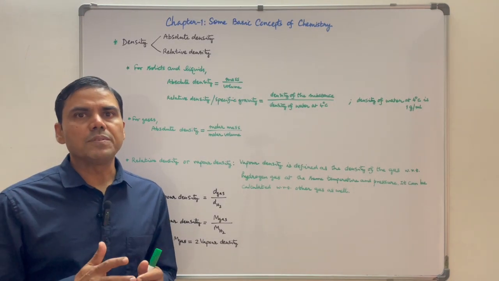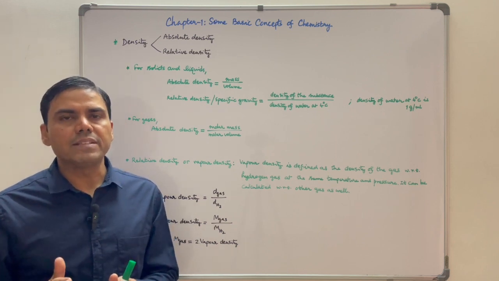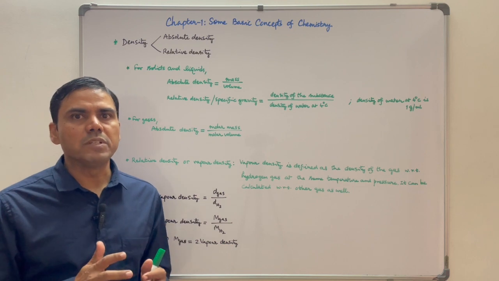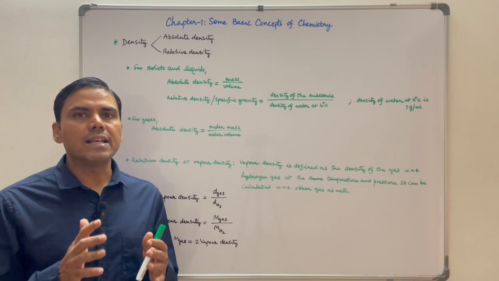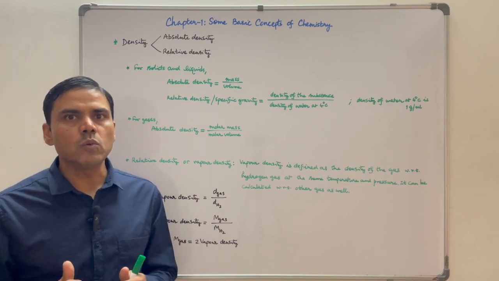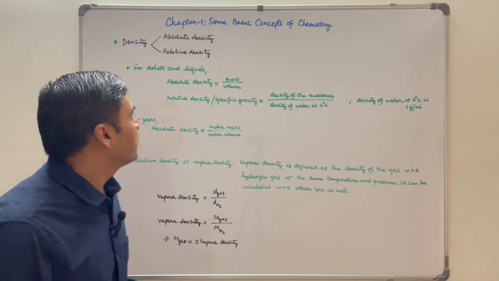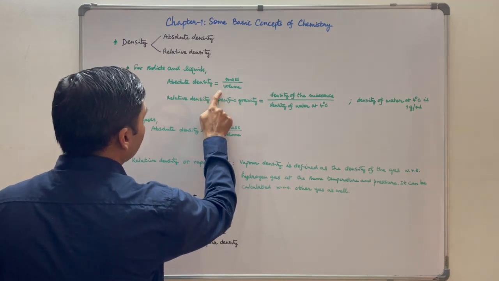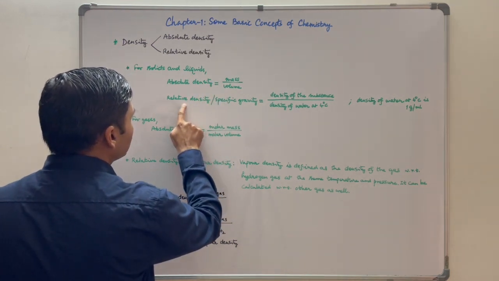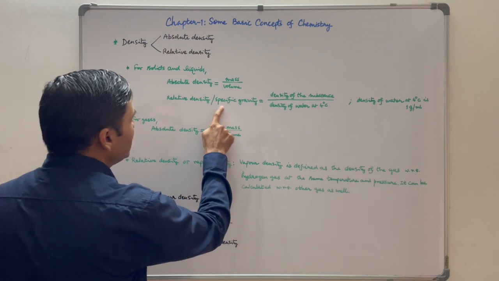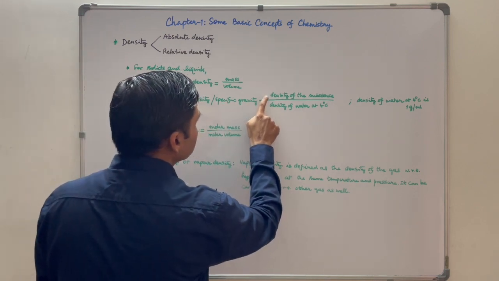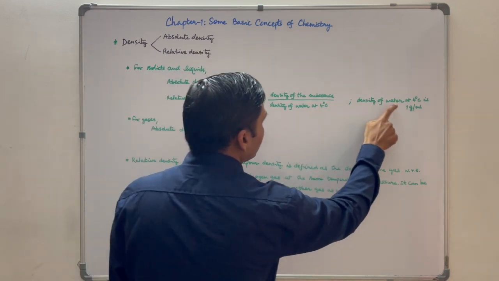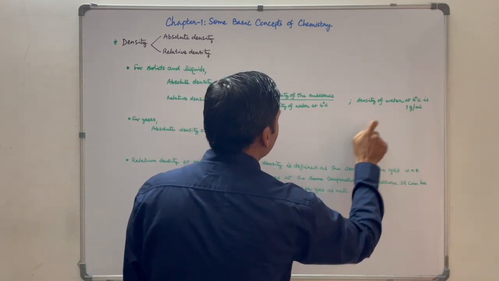Now let us see density. Density is of two types, absolute density and relative density. Absolute density is equal to mass of substance upon volume of the substance, and relative density, as the name suggests, is with respect to some substance. For solids and liquids, absolute density is equal to mass upon volume, and relative density, which is also known as specific gravity, is equal to density of the substance upon density of water at 4 degrees centigrade, and density of water at 4 degrees centigrade is 1 gram per ml.